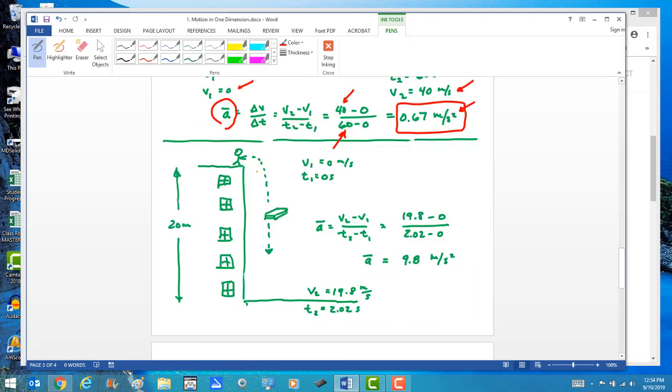And let's take a look at the book example again. Same height for the building, 20 meters. We're calling velocity 1 0, and velocity 2 I'm giving to you as 19.8 meters per second. Same time, 2.02 seconds. Plug your values into the formula like that, and the average acceleration of the book is given as 9.8 meters per second squared. Again, notice the time is squared in the bottom.